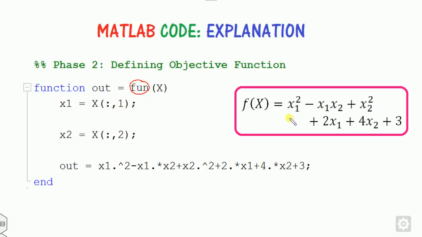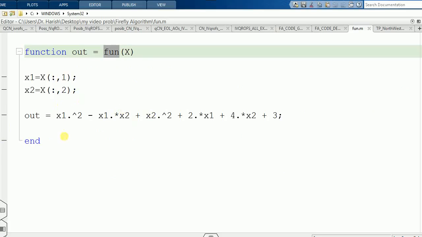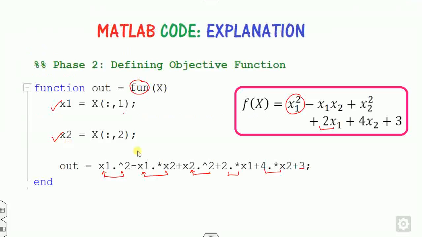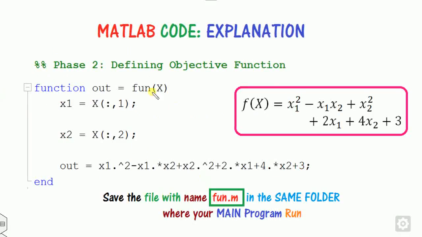There are my two dimensions, so I call them x1, x2, first column, second column, and I can write this x1 square minus x1 x2 plus x2 square plus 2x1 plus 4x2 plus 3 and so on. So this is the objective function I have created here. Now you can save the file with the same name.